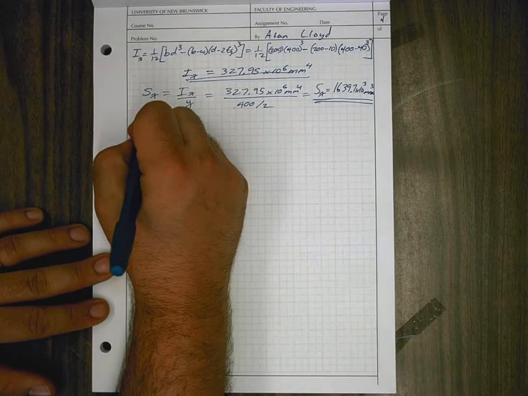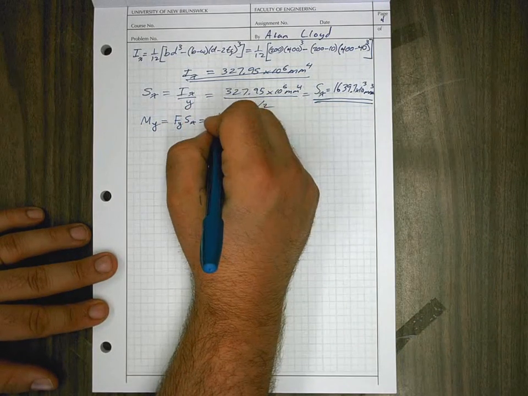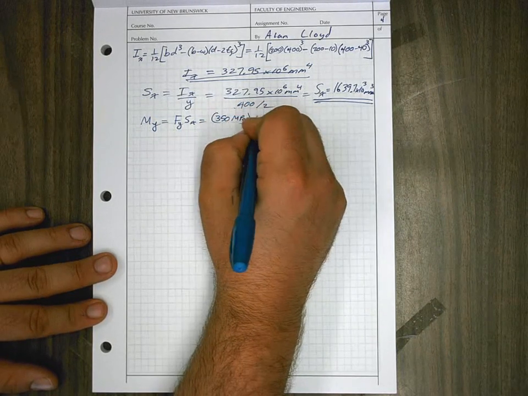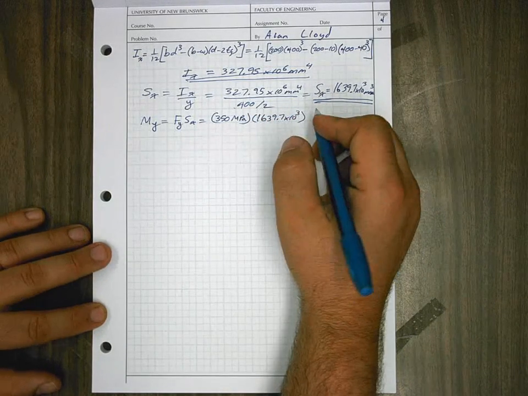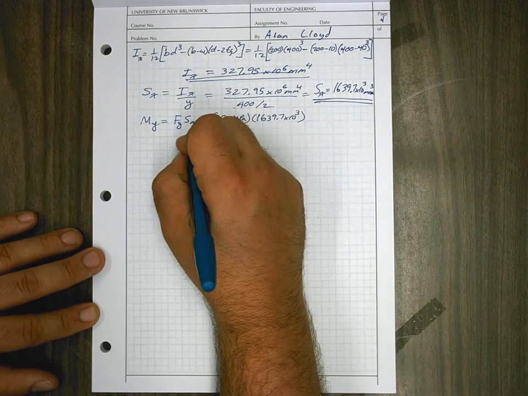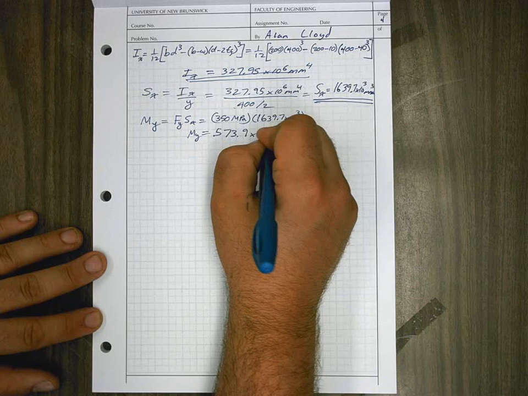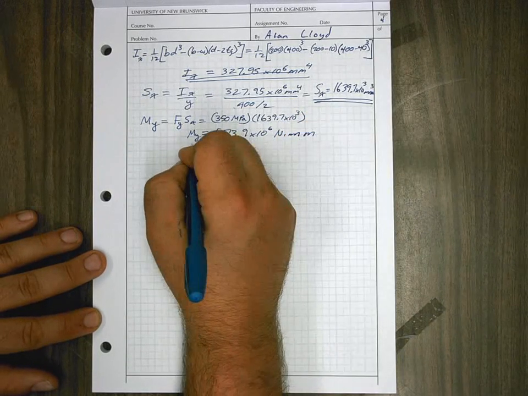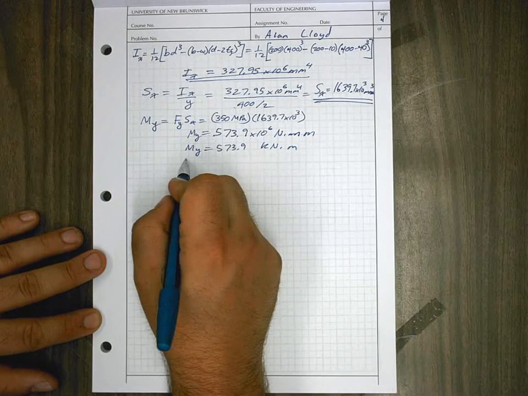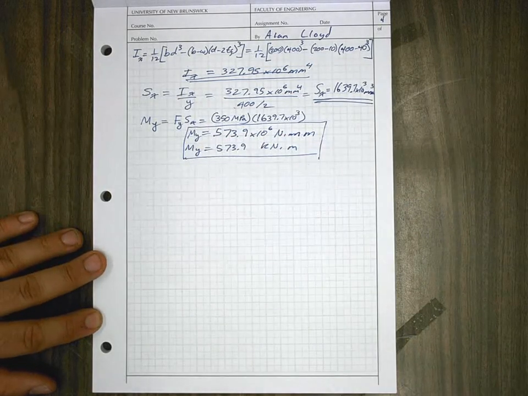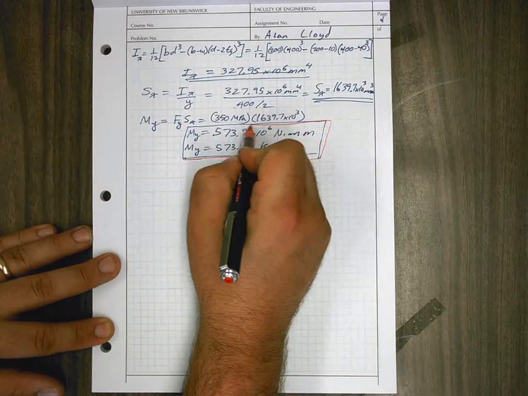And then we can compute yield moment, which is simply equal to Fy times section modulus. That's 350 MPa multiplied by our section modulus, 1639.7 times 10 to the 3 millimeters cubed. And we end up with My equal to 573.9 times 10 to the 6th newton millimeters, which is 573.9 kilonewton meters. We might as well circle the good stuff in red. So the first part of this problem, the elastic properties, was found pretty easily.